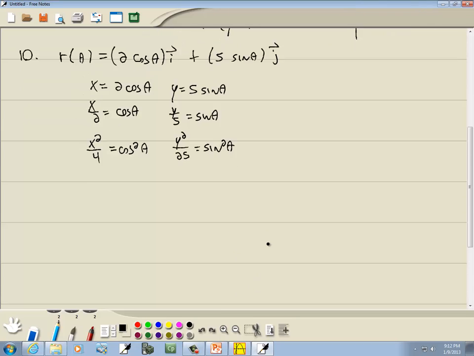Well, now we can add those equations together like we did in the previous problem. We'll add the x squared over 4 plus y squared over 25, and we'll add the cosine squared theta plus sine squared theta, which is equal to 1. So this becomes x squared over 4 plus y squared over 25 is equal to 1.